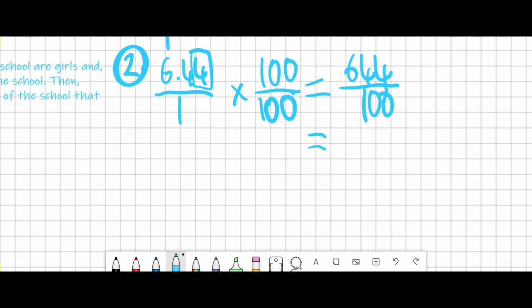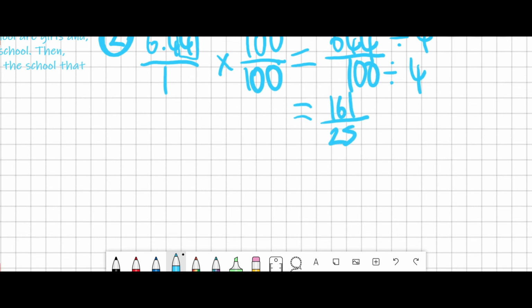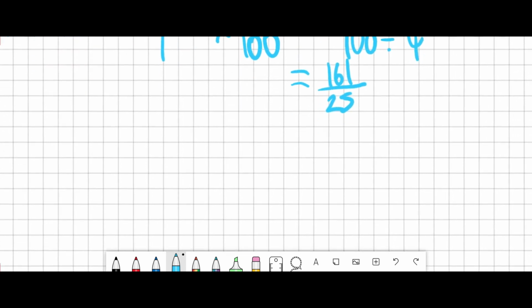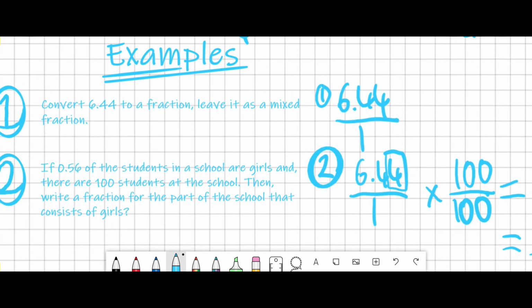First, we got to simplify it. And 644 we can divide by 4, and 100 we can divide by 4. So that would give us 161 over 25. This, I'm pretty sure, is as simplified as we can get. So let's turn it into a mixed fraction. 25 goes into 161 6 times, and there would be 11 left over, so that would be 6 and 11 over 25. So that is how we can convert 6.44 to a fraction.